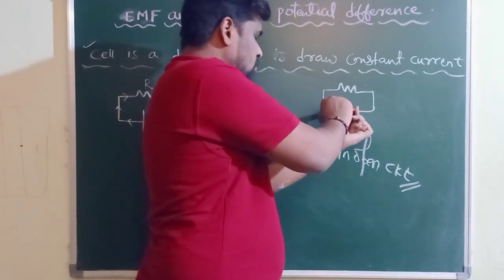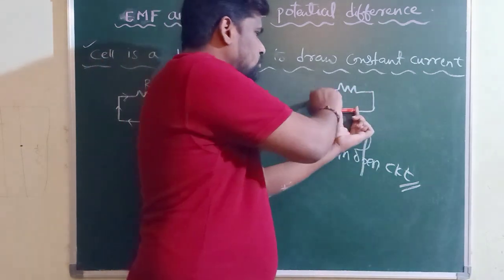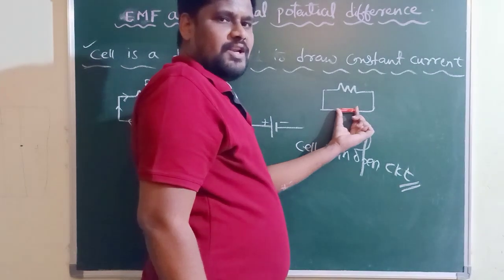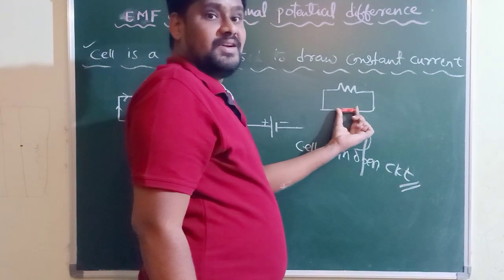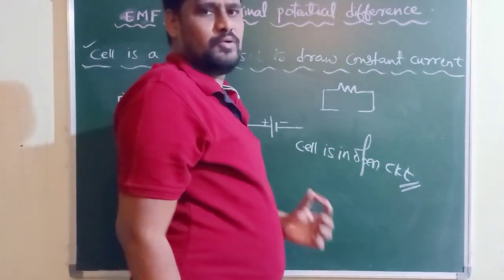As a result, what happens? Through this wire, the current starts flowing. Definitely through this wire, the current starts flowing. Now the cell is said to be in which circuit? The cell is said to be in closed circuit. Now this cell is said to be in closed circuit.